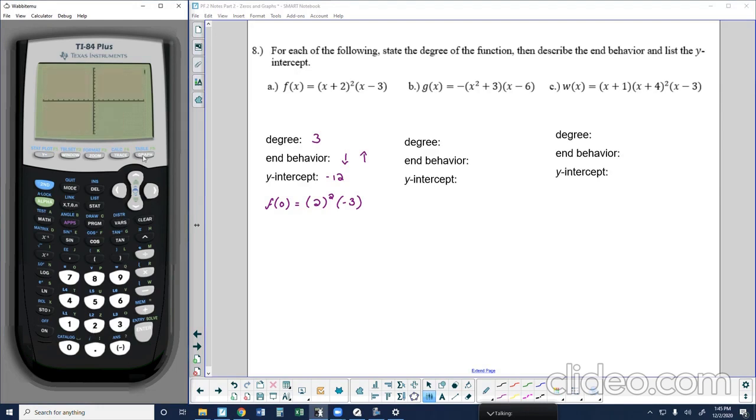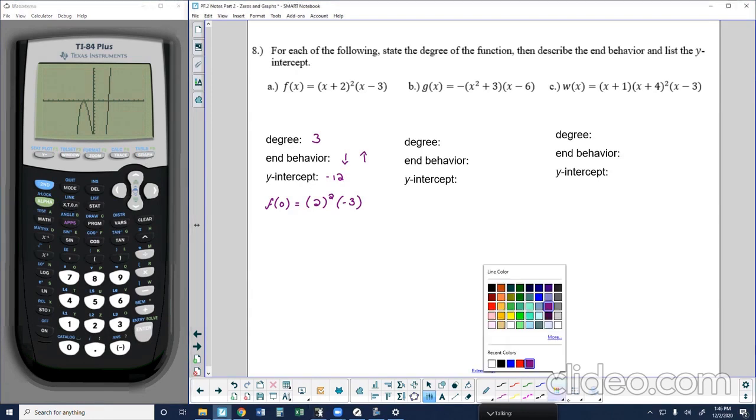Take a look at that graph. And I can see the end behavior is up to the right, down to the left. Can't see my y-intercept, but if I look at the table, I can see that that is negative 12. And I believe it does have a degree of 3 because it matches with my other two answers. Let's go ahead and take a look at B.